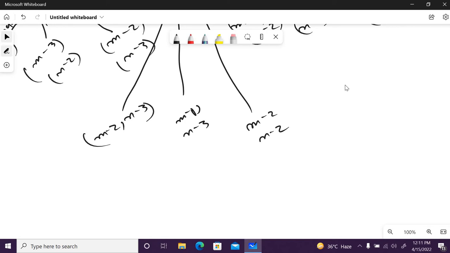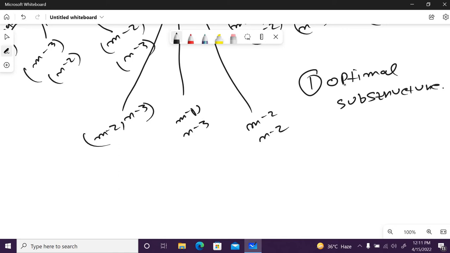So the main point we have to see, the first one is optimal substructure. Very important point. And the second point that I have to care about is the overlapping subproblem.